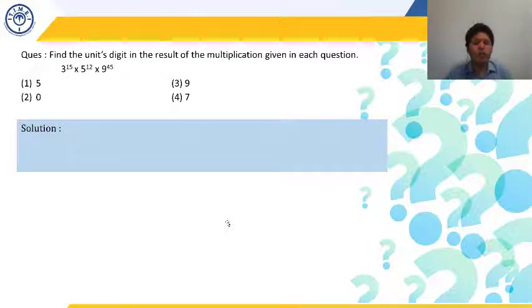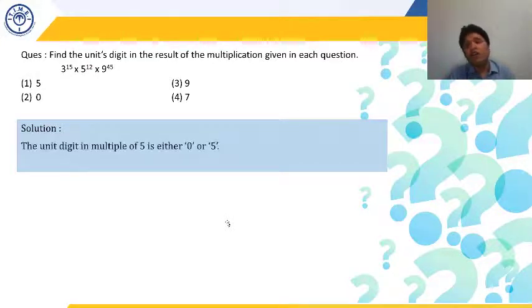What will 5 into an odd number give you? 5 into an odd number will always give you 5 only. 5 into 3 is 15, last digit 5. 5 into 5 is 25, last digit is 5. Whenever you multiply 5 with any odd number, the last digit comes out to be 5, and whenever you multiply 5 with any even number, the last digit comes out to be 0.